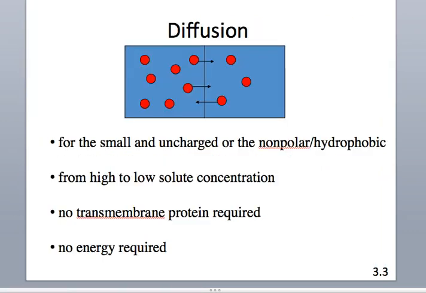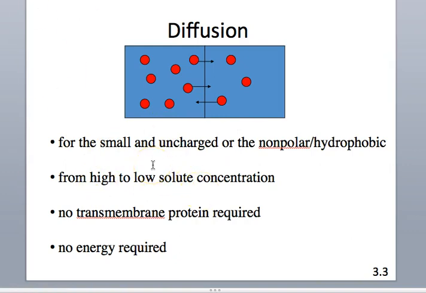So what is diffusion? Diffusion is for small and uncharged particles, or anything that is nonpolar or hydrophobic. So these are things that will cross the membrane because they interact with the lipids, but not with water. So they're moving against water, or anything polar. It's always from high to low solute concentration.